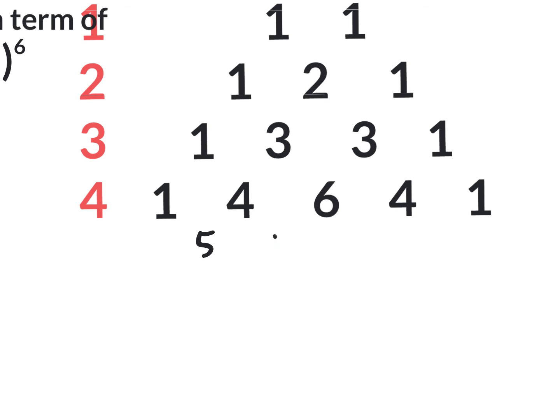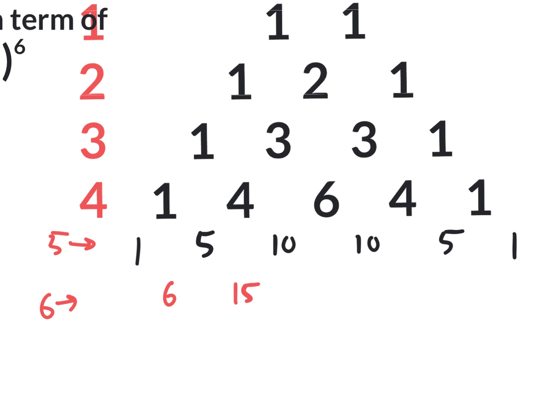4 plus 6 and get 10. 6 plus 4 and get 10. 4 plus 1 and get 5, and put ones on the outside again. And then, so this is the fifth one. And now for the sixth one, we're going to have 1 plus 5, which is 6. 5 plus 10, which is 15.